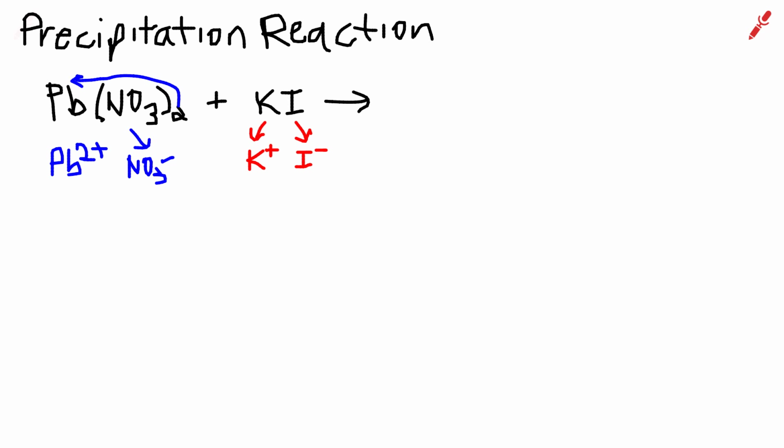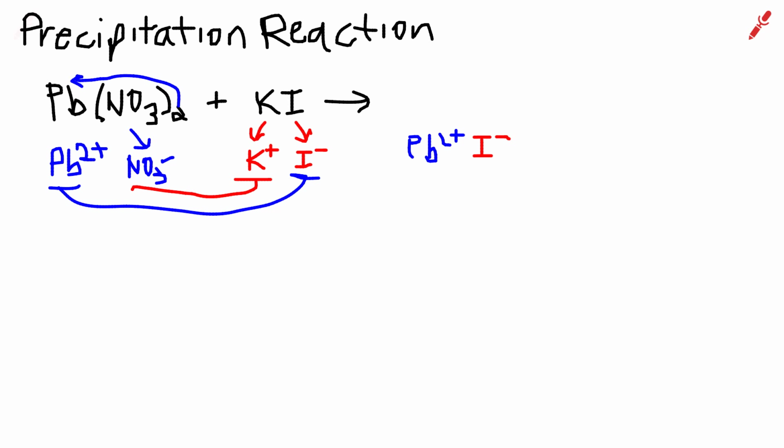Okay, so we've identified the cations and anions. Lead and potassium are the cations, nitrate and iodide are the anions. We've predicted their charges. Now what we're going to do is switch them. So let's see if I can color code this correctly. The Pb2+ is going to pair up with the other negative, so the I minus is going to pair up with that.